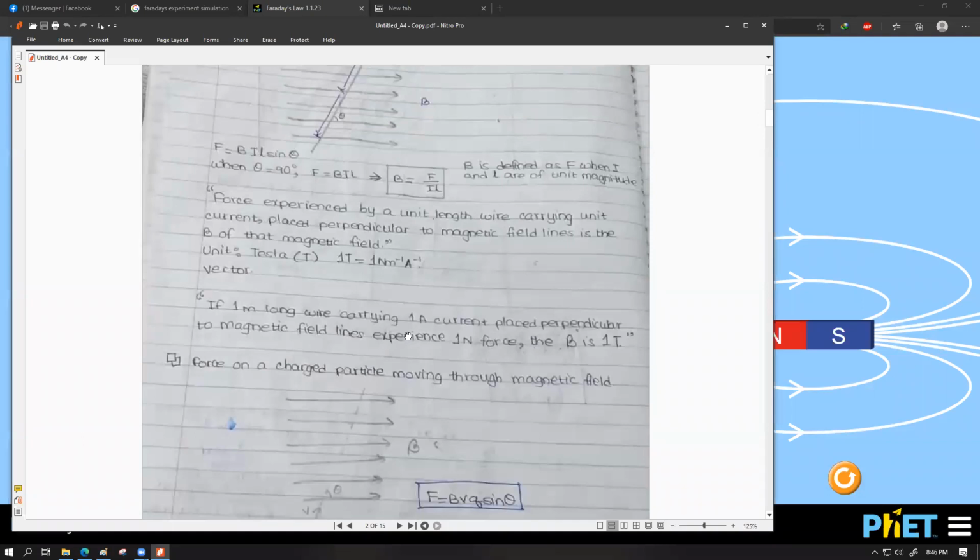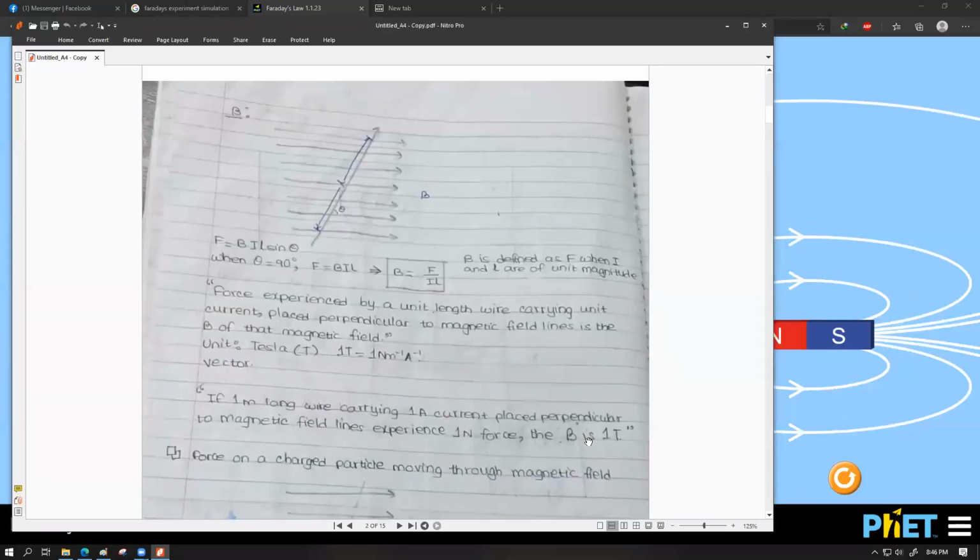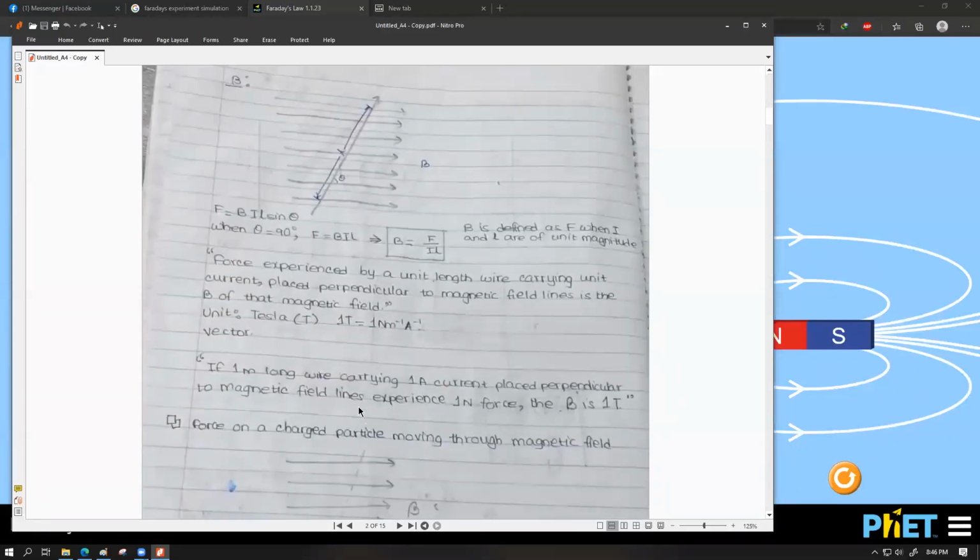So from here we have the definition of 1 Tesla. Look at the definition: if a 1 meter long wire carrying 1 ampere current, placed perpendicular to the magnetic field lines, experiences 1 Newton force, then the magnetic field strength of that field is 1 Tesla. If you don't want to start this way, you can also start in a different way. I'm stating this for your better understanding.